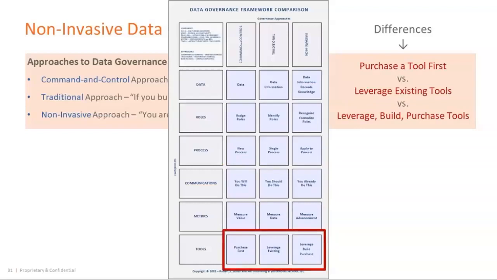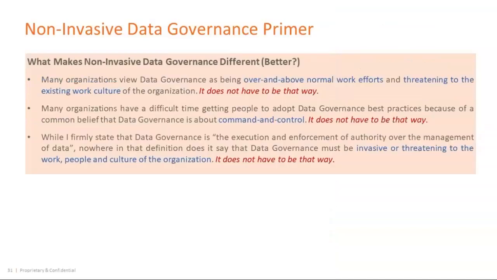Oftentimes in organizations, they purchase first or they already have tools. And that's not necessarily, we're being forced now to use the tools that we have rather than looking to, at first, let's leverage what tools we have within our environment. But if we have requirements that aren't being addressed by those tools, let's go out and look at other tools, tools like Alation in the data catalog field, to make certain that you have the data, the structure and everything in place, the metadata that you need in order to be successful with your program.